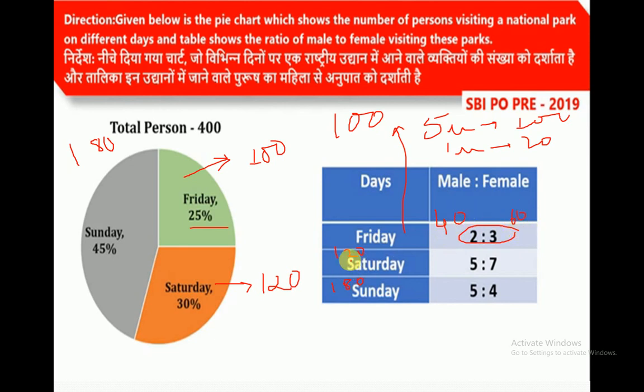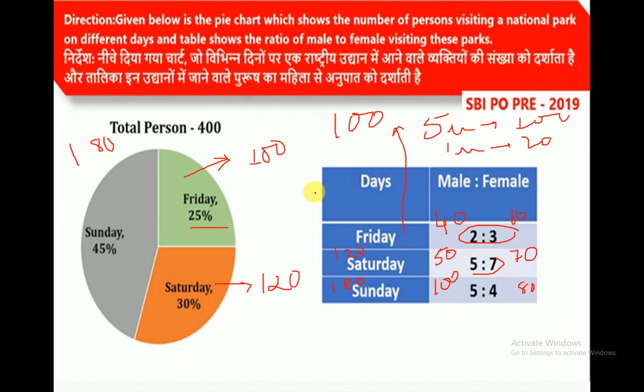Now this is 120, and the sum is 12, so 12 units equals 120. So this is 50 and this is 70. Then this is 9 over here, 9 units. 9 units is equivalent to 180, so 1 unit is equivalent to 20. So male is 100 and female is what, 80.